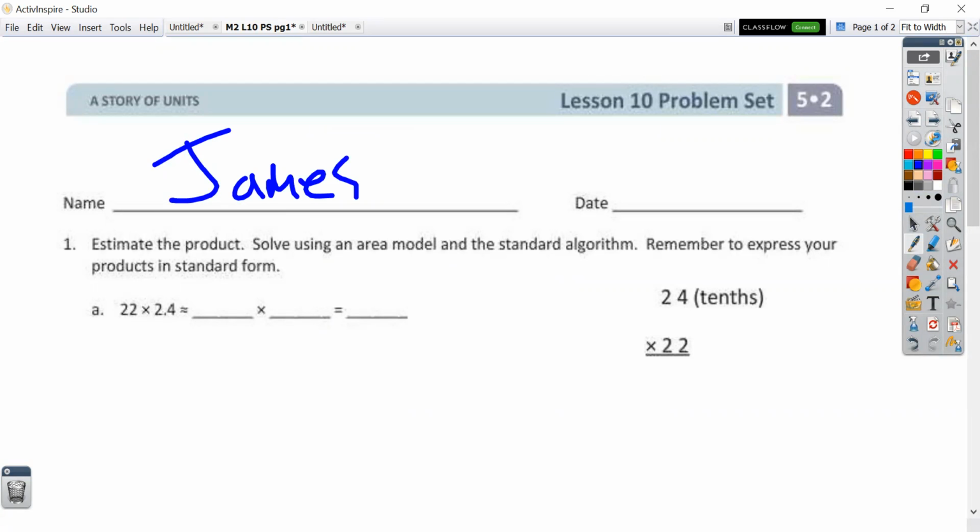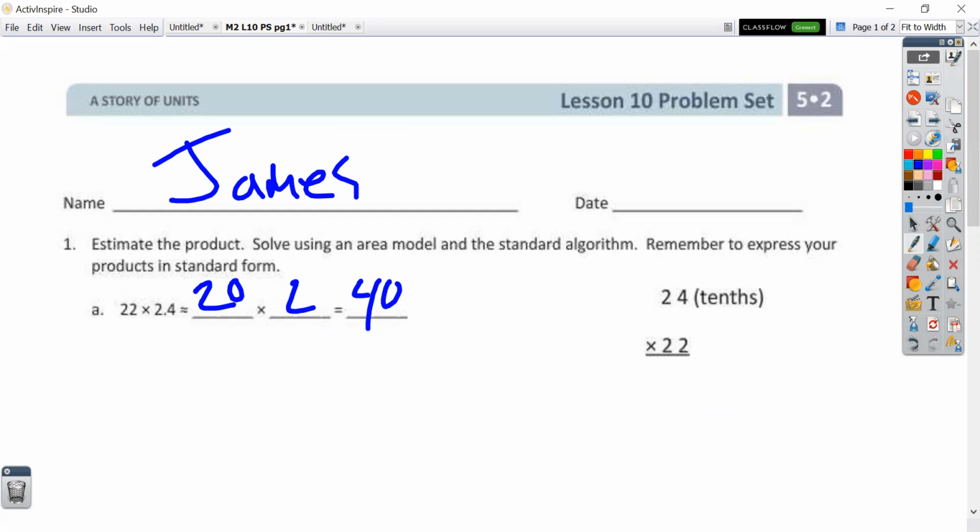One of the things that we weren't doing during the lesson on the concept was this first part that it's asking us to do, which is estimate the product, and that's something we did in yesterday's lesson, so this shouldn't be too hard of a stretch here. So 22 is approximately 20, right? And 2.4 is approximately 2, so our answer should be close to 40. Okay, so that was the estimation part.